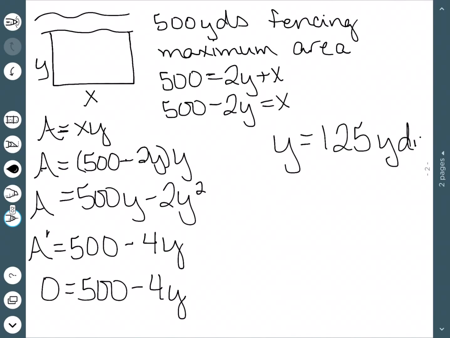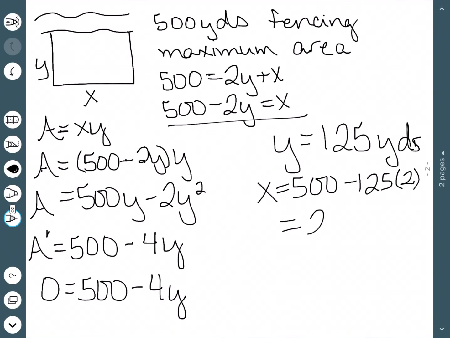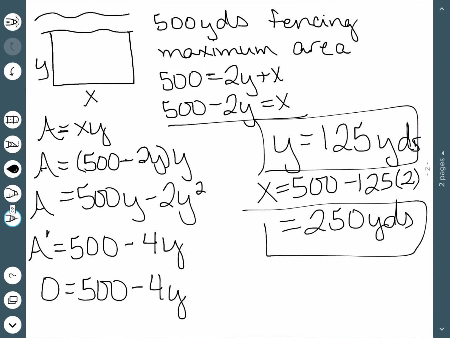So now we have one of our 2 dimensions. Our second dimension is going to be very easy to find. 500 minus 125 times 2, which is 250. So these are the dimensions that will give us the maximum possible area.